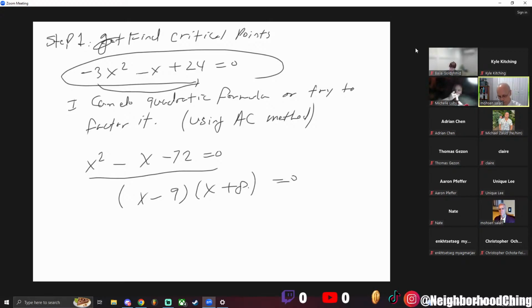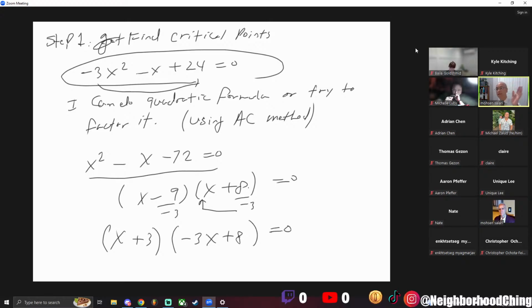So negative 9 times 8 is negative 72, and negative 9 plus 8 is negative 1. Now I'm going to tell myself that I did multiply by negative 3, so I'm going to divide by negative 3. So this becomes x plus 3. Since this is not divisible, put the negative 3 as a coefficient of x. So x plus 8 equals 0.